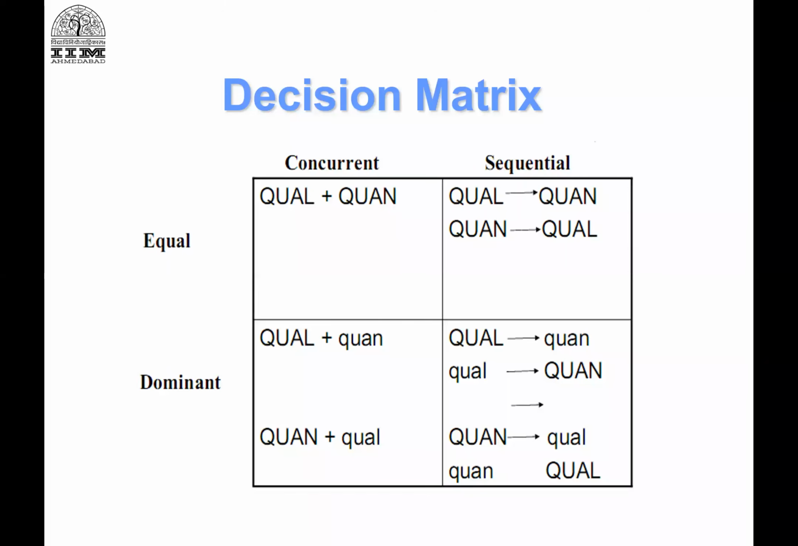The third quadrant in this matrix is where, again, it is concurrent. So you do qualitative and quantitative together, but you are very clear that your primary focus is qualitative work. You just collect some numbers quantitatively. So for example, let's say you are doing some case study, right?